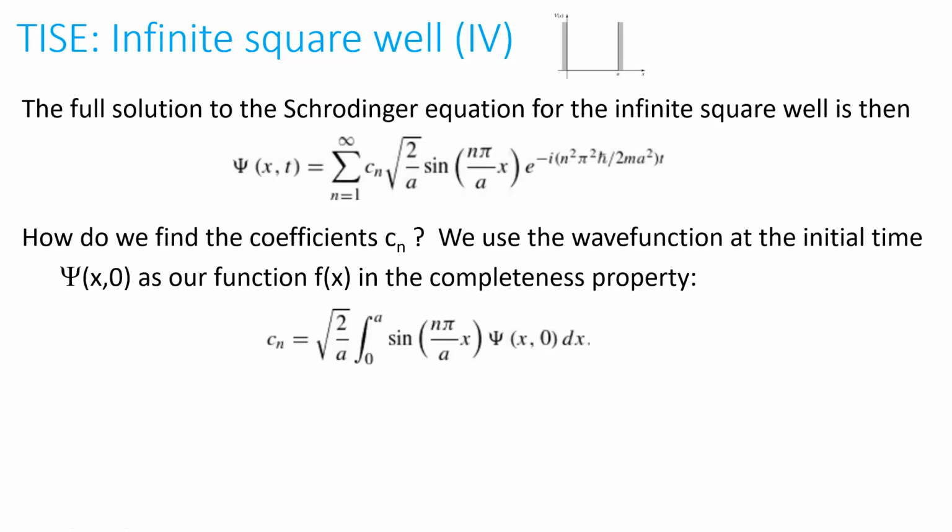But if we knew the coefficient Cn, we would know the full wave function as a function of time, and that gives us all the information we need to get information about momentum and energy and position at future times. So how do we find these coefficients Cn? Well, we use the wave function at the initial time, psi of x and 0, which is just a function of x, since it's at time equals 0, as our function f of x in the completeness property, which we just looked at previously, or Fourier's trick.